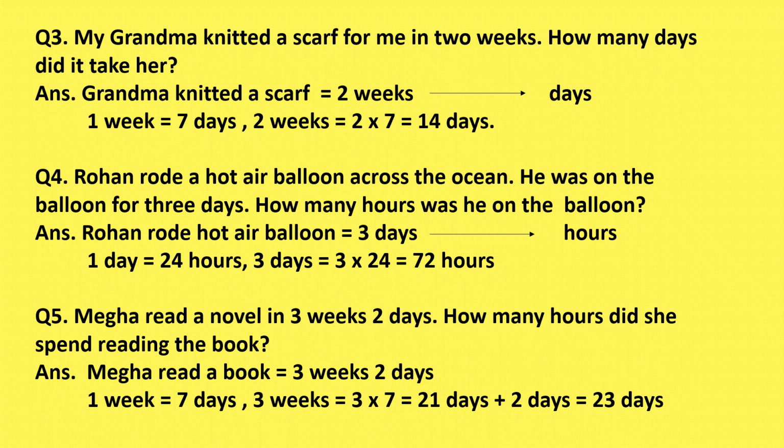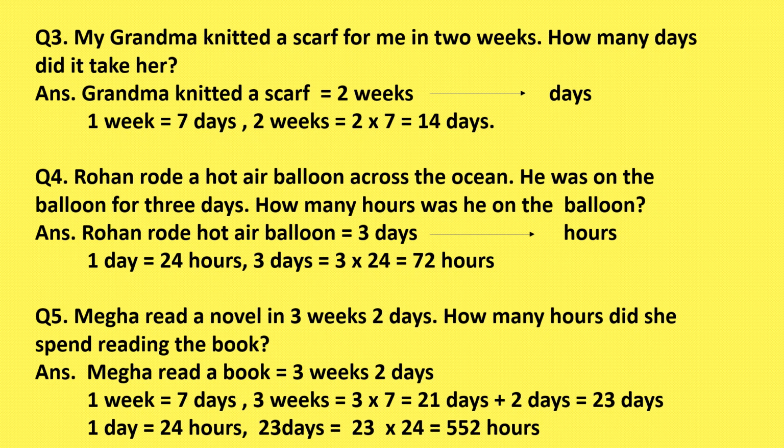Now these days you will convert into hours. So 1 day has 24 hours. So 23 days it will be 23 multiplied by 24. That will be 552 hours. So she took 552 hours to read a novel. First you will change weeks into days and days into hours. In this way you will solve the word problem, children.